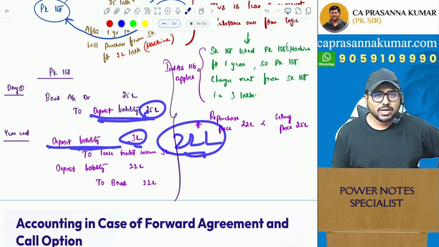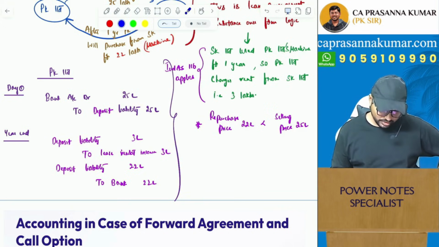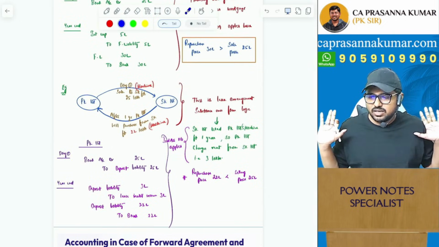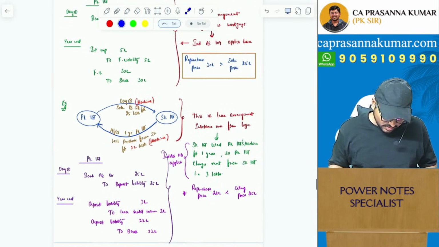Then you have to repay back 22. That's all. So deposit liability debit 22 to repaying back, which is nothing but to bank 22. Simple. If you understand the essence, it's very easy. It's not at all complicated. This one is clear, these two.